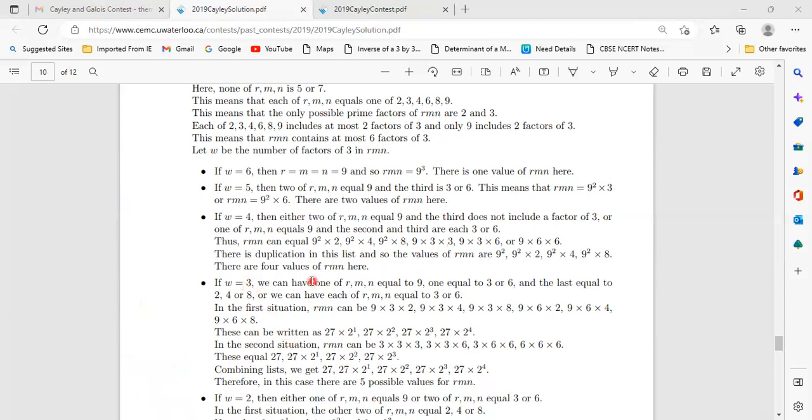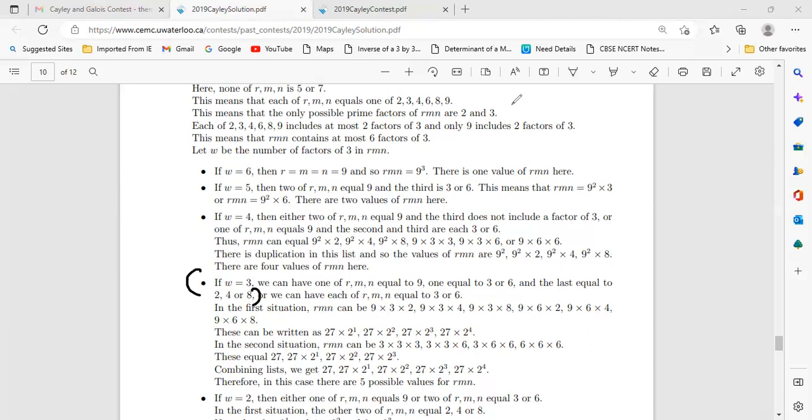When W is 3, we can have one of R, M equals 9 and 1 equals 3 or 6. The last equals 2, 4, 8. Yeah. Why do you have that? Can you explain why we are having it like this?